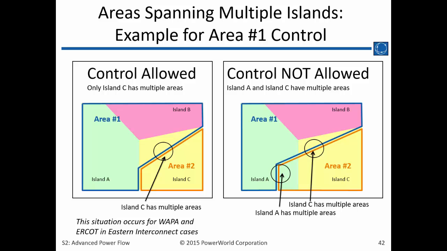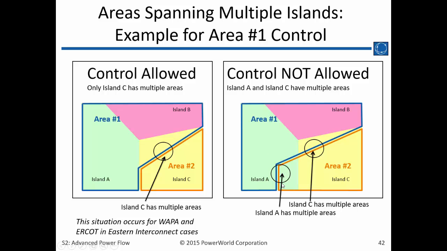So here, area spanning multiple islands, an example for area number 1 control. We have area 1 over here, which has island A and island B and part of island C. Control is allowed because only island C spans multiple areas. Island B and island A do not. However, over here, control is not allowed because island A and island C both span multiple areas.